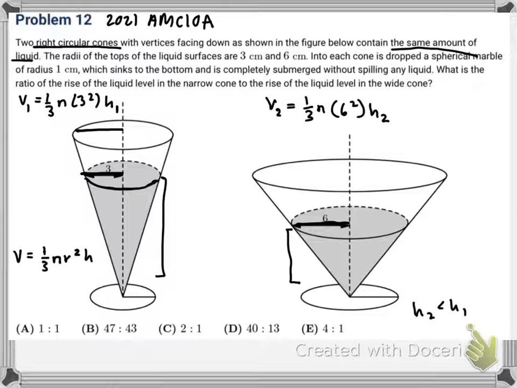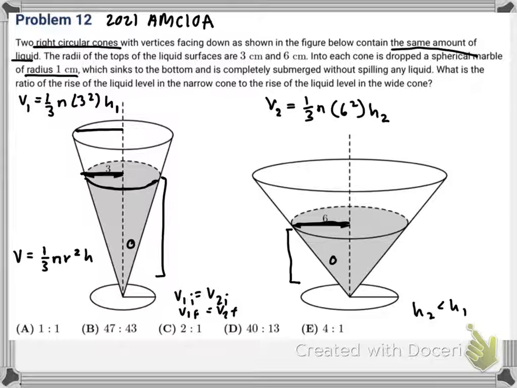Moving on, into each cone is dropped a spherical marble of radius 1 centimeter. There's 1 centimeter, and they're the exact same volume. So the change in volume is going to be the same. And remember, the initial volumes are going to be the same, and the final volumes are going to be the same. Okay, so this sinks to the bottom.